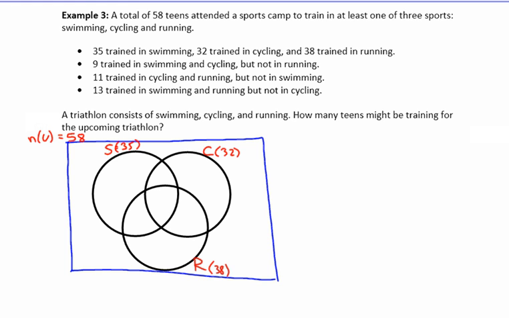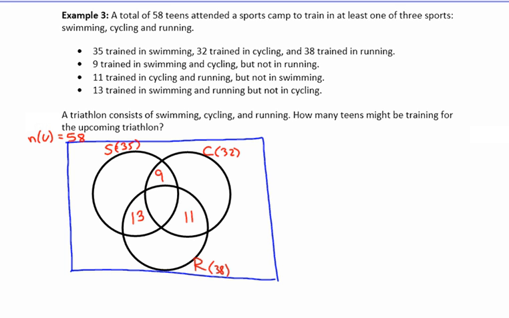9 trained in swimming and cycling but not running. So where would that go? Yeah, the top intersection is swimming and cycling but not running. So that would be swimming and cycling only. 11 trained in cycling and running but not swimming. So that would be cycling and running only. And 13 in swimming and running but not cycling. So swimming and running only, 13.